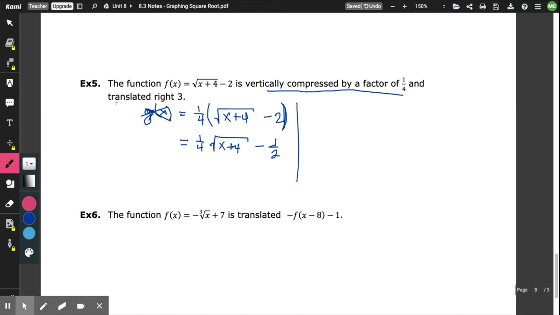The other transformation is to translate right 3 units. So that means I have to take the function that I have over here. This one, this is my last transformation, so this is actually going to be my g of x now. In order to make it translate 3 units to the right, I have to replace the x in that function with x minus 3. Now notice I'm just replacing the x with that, so that plus 4 is still in there.